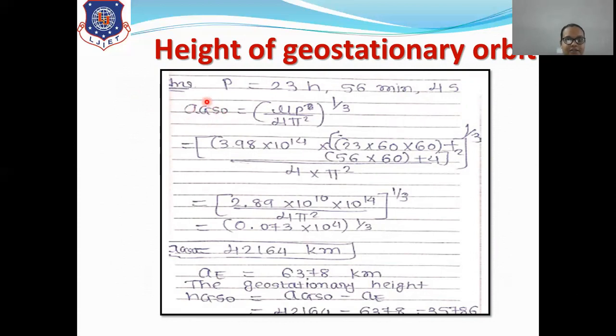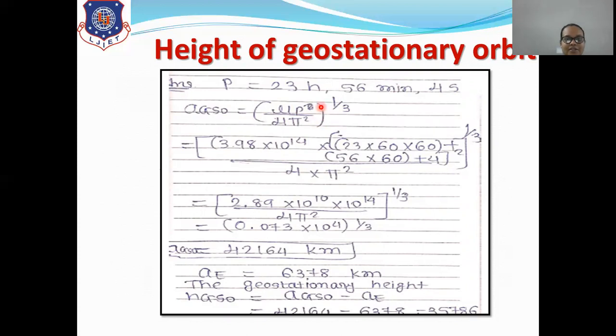Radius of orbit is equal to (μp² divided by 4π²) whole raised to 1/3. So this is the formula where p stands for the orbital period, the periodic time, and these others are constants. Now, what is the orbital period for this satellite?